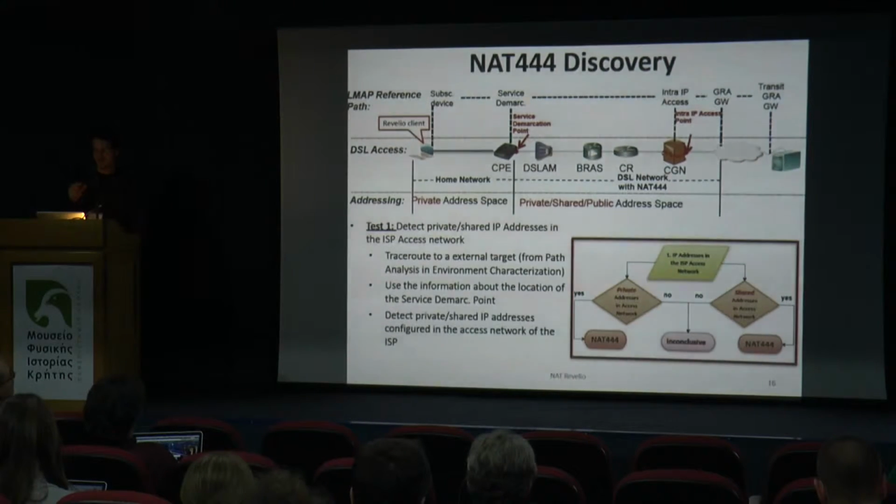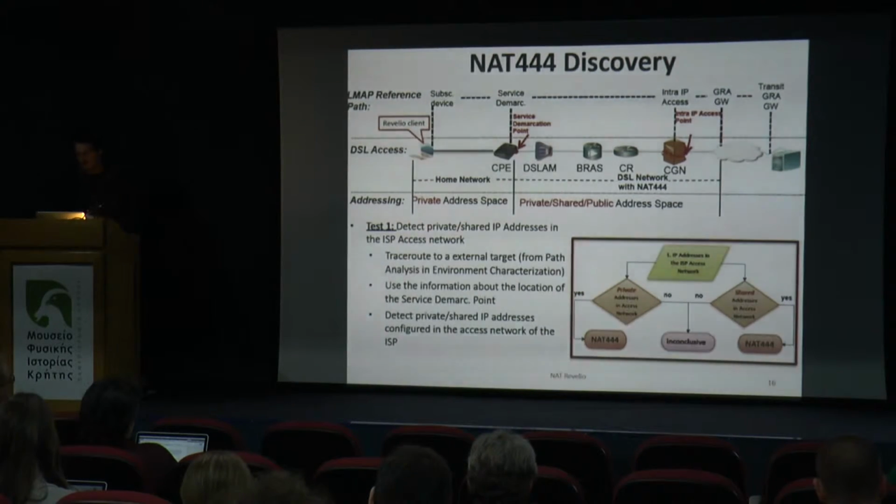A traceroute is executed from the Revelio client to a public IP address in the Level 3 network. And if neither private nor shared address space is detected, it doesn't mean that NAT444 is not deployed, because some deployments may use public address space, so it is inconclusive.